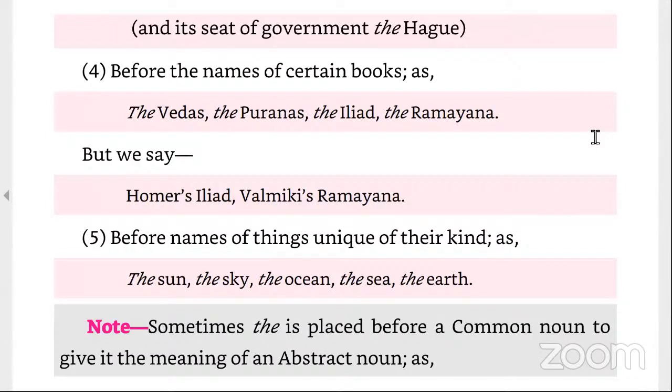Sometimes some things are very unique, like they are one in the universe. दुनिया में बस वही अकेले हैं, जैसे the sun, the sky, the ocean, the sea, the earth, the planets of the world, universe, like the earth, the Mercury, the Venus. We use the. Everybody understands till now where to use the?